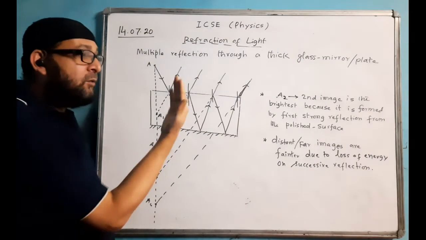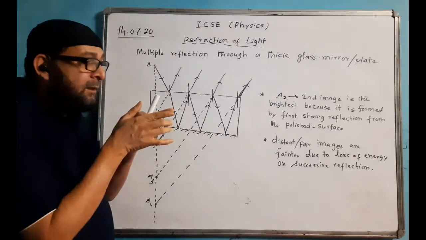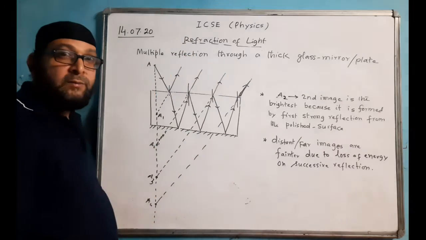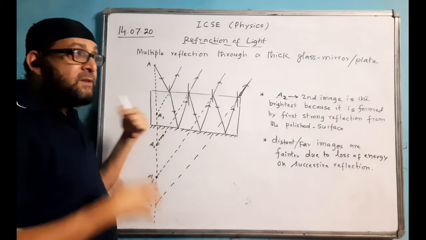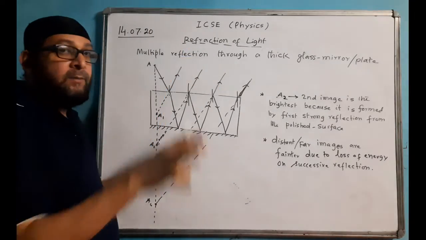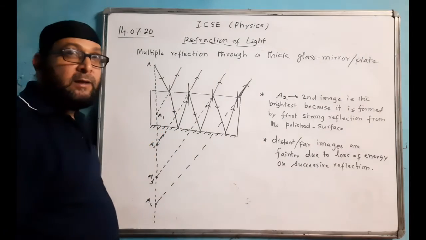At home we use a mirror, but we see only one image there. Why? Because the mirror is thin. It is not thick like this. If the mirror is made thick, then you will see many images form. Sometimes in science centers, you stand in front of a mirror and you see your multiple images, multiple faces will come there. So that is the case of this type of mirror, a thick glass mirror.